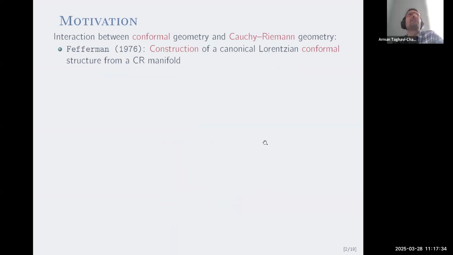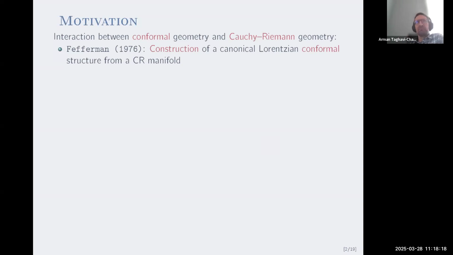The motivation is to investigate the interaction between conformal geometry and Cauchy-Riemann geometry. There are at least two points of contact between these two geometries. The first comes from pure mathematics and is due to Charles Fefferman, who in 1976 constructed in a canonical way a Lorentzian conformal structure on a circle bundle, the canonical circle bundle of a CR manifold. I will explain what this means in a moment.